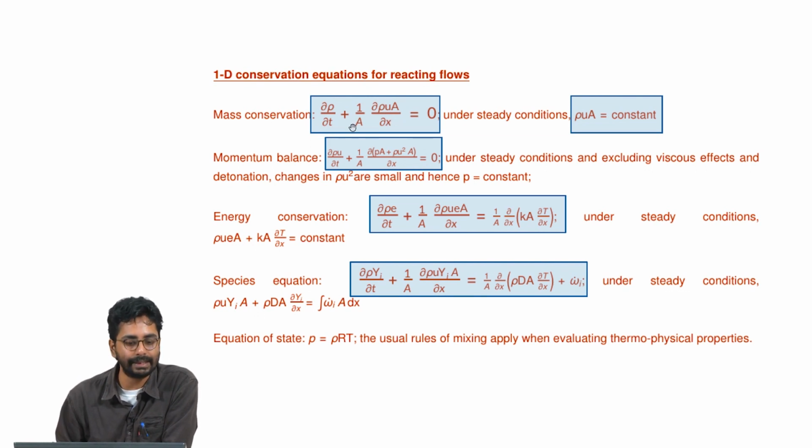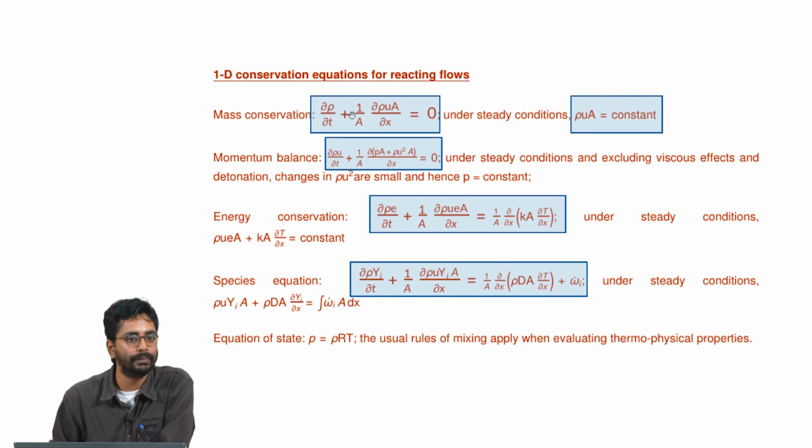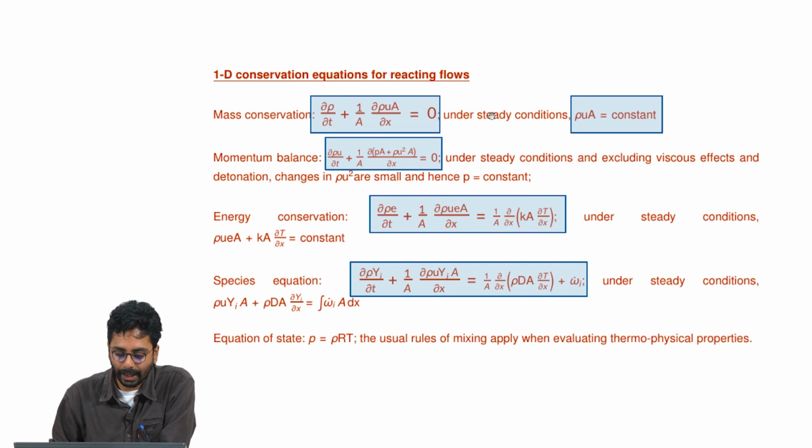So, what it essentially states is that if you look at a control volume, the rate of change of mass inside the control volume should be equal to the difference in the mass that enters and leaves. Under steady conditions, that means when the mass inside the control volume is not changing with time, this equation will simply reduce to the more familiar form, which is density times velocity times area is equal to constant.